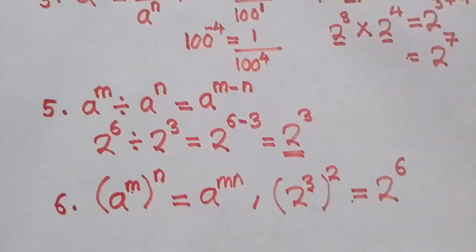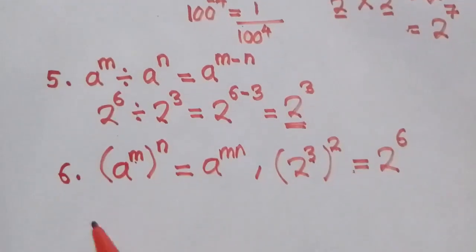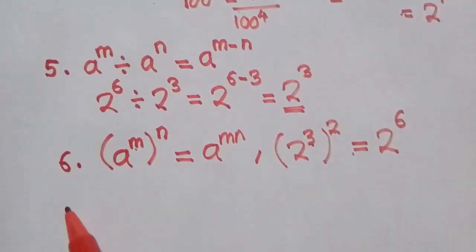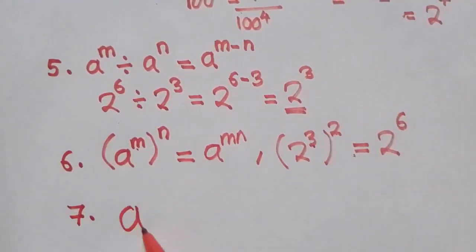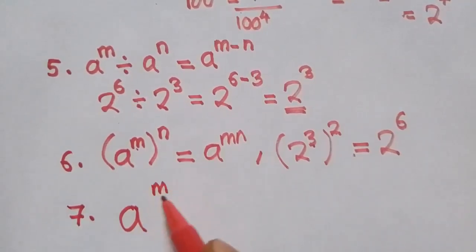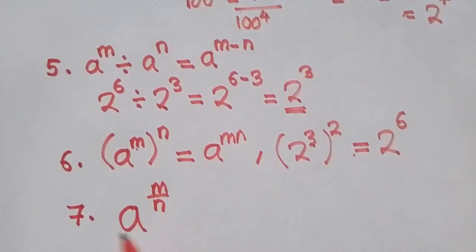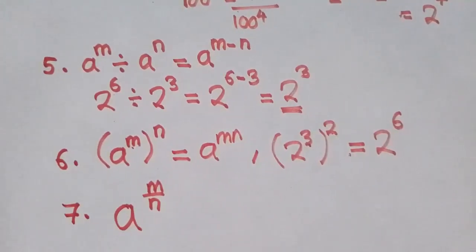Then the 7th one, go to the 7th one. Hope you are able to understand this. The 7th one is that when you've got a number like a, have you seen, a is raised to the power m over n. What does this mean? A here is standing in for a number. Even all these letters are standing in for numbers.